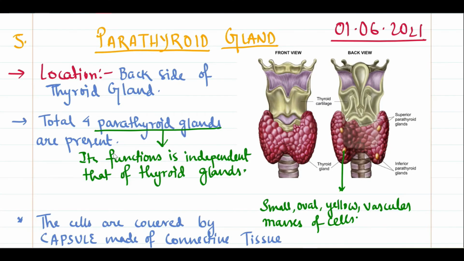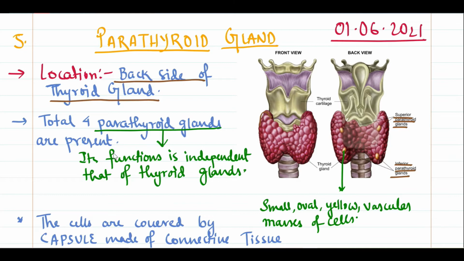Now, coming to the parathyroid gland, its location is on the back side of the thyroid gland. As in the diagram, we can see the thyroid gland, that H-shaped structure. When we observe the back side of the thyroid gland, here you can see four small yellow structures. Here is written superior parathyroid gland and here inferior parathyroid gland. Therefore, a total of four parathyroid glands are present, two in each lobe.